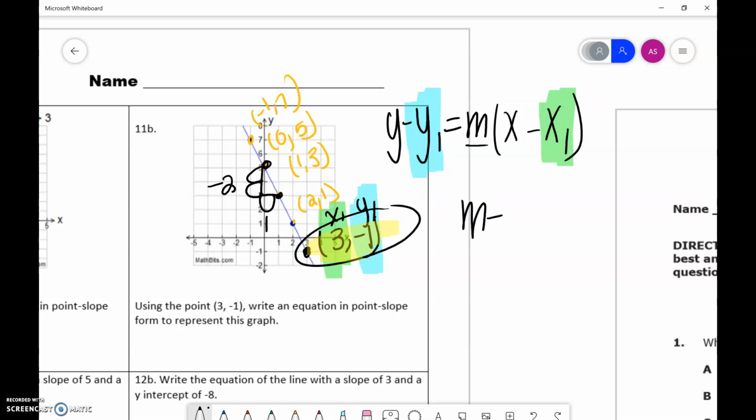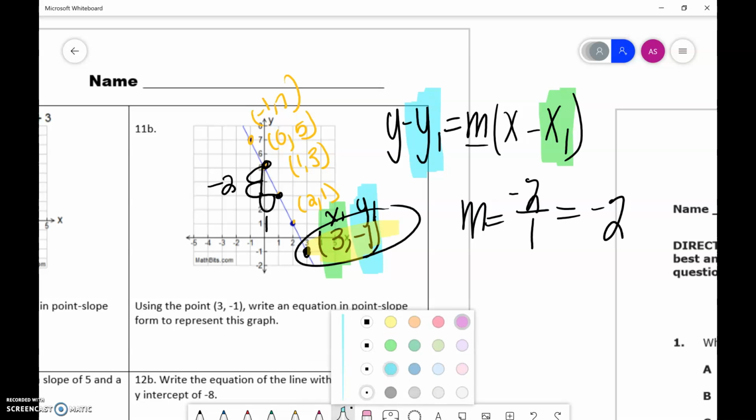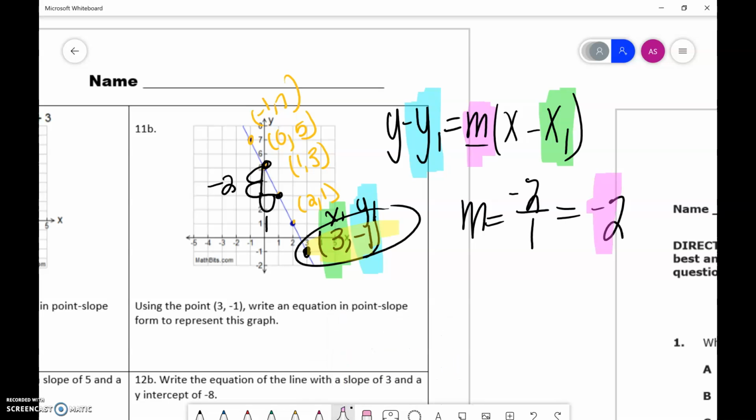So again, slope is rise over run, or change in y over change in x. So I have negative 2 over 1, which is just negative 2. Okay, so that's going to be the part for my m. So I'm going to plug that in where m is, which is right here.